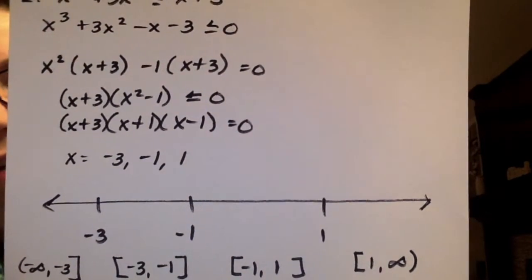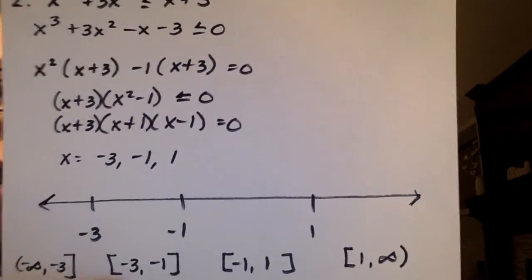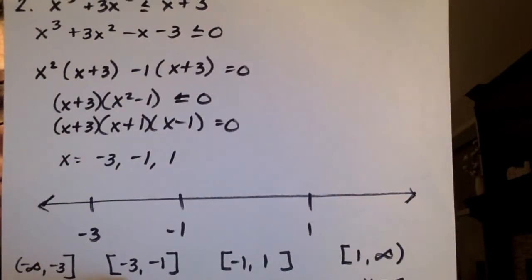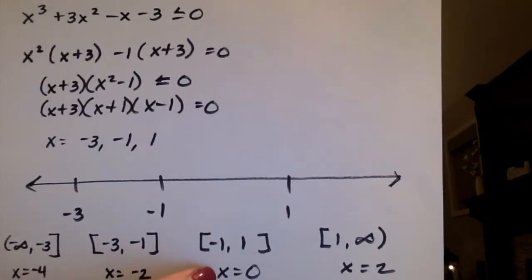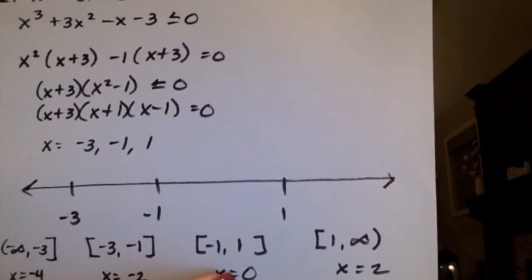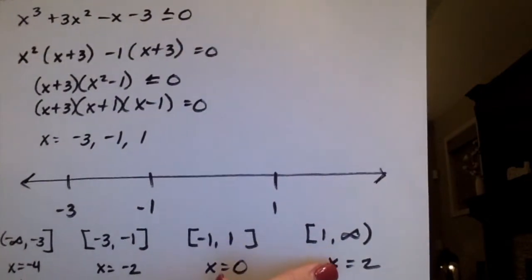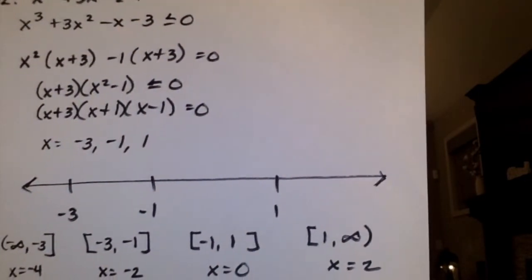Then we choose a boundary point within each interval. So here I chose -4. There's really only one kind of decent number to deal with between -3 and -1. That's -2. Then between -1 and 1, again, I would choose 0 if you always choose that one when you can. And then between 1 and infinity, again, just choose something reasonable like 2.